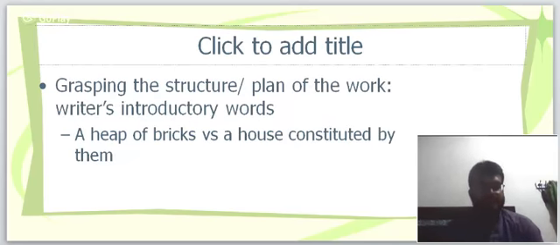So here the aim of reading is different. The reader tries to grasp the structure and plan of the work. You can develop this understanding through the writer's introduction, whether this work is like a heap of bricks or a house constituted by those bricks. The bricks are the same, but when they are arranged in a certain manner, they turn into a house. Similar is the case with a book.